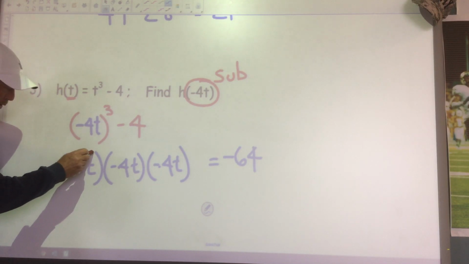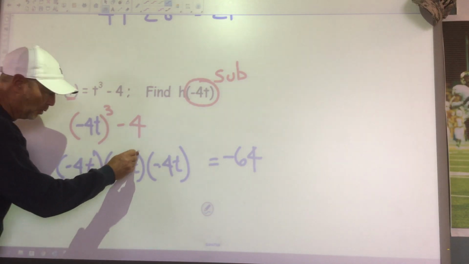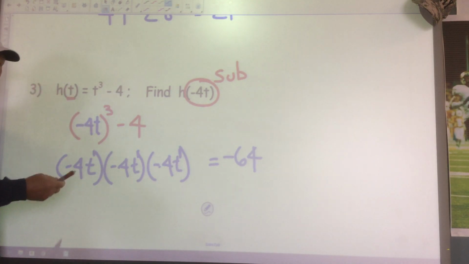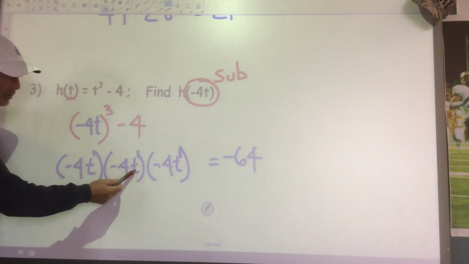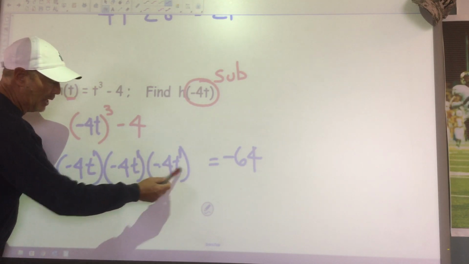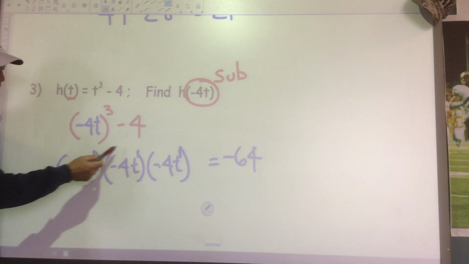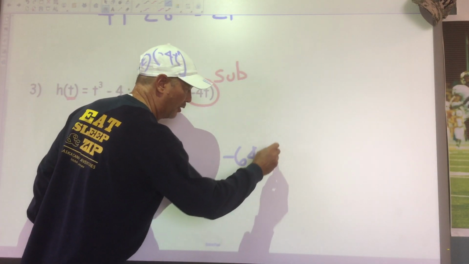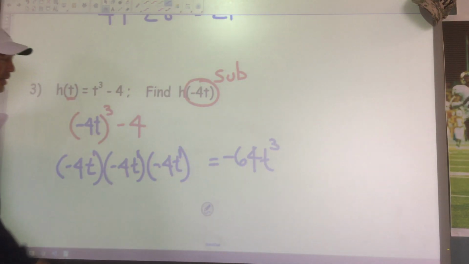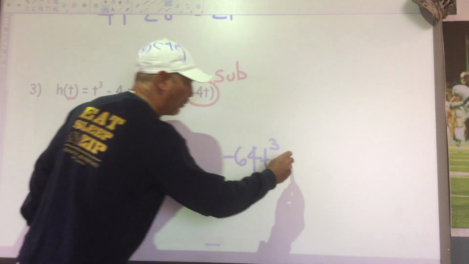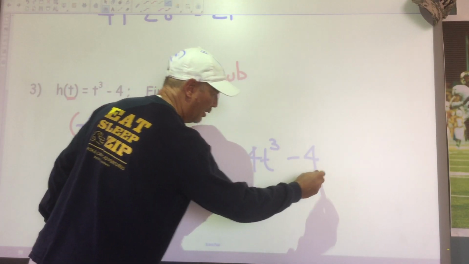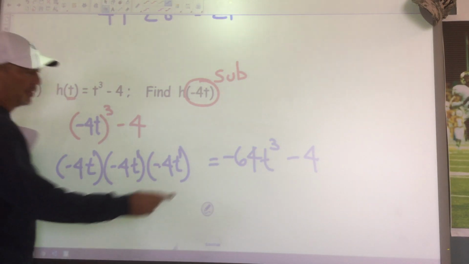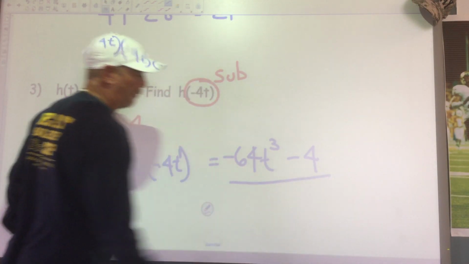T, there's an invisible little 1 here. There's an invisible little 1. There's an invisible little 1. Remember, you learned that when you're multiplying, you add the exponents. So this is 1 plus 1 plus 1, which will give us t to the 3rd. And then you have your -4. These are not like terms. You cannot combine them. This would be your final answer.